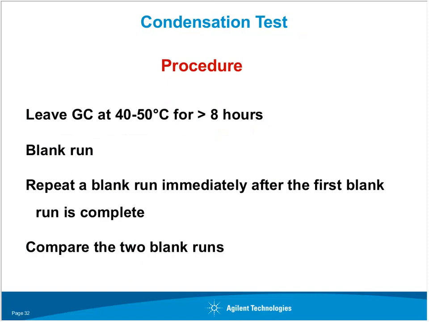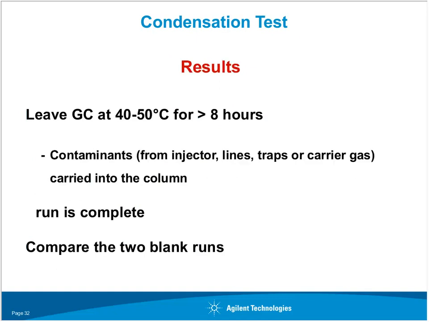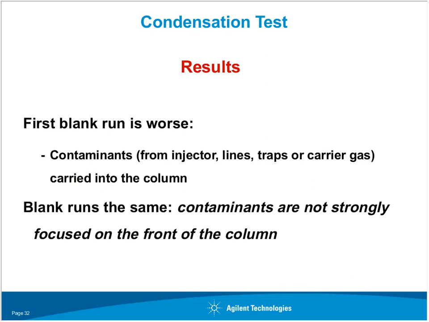So the procedure for the condensation test is to leave the GC at 40 to 50 degrees overnight, do a blank run, repeat the blank run immediately after the first blank run is complete, and compare the two runs. The results: if the first blank run is worse, the contamination is from the injector, the lines, the traps, or the carrier gas. It's being carried into the column. If the blank run is the same, the contamination is strongly focused on the front end of the column, so you'd have to go in and cut the column or remove some of it where the contamination is.